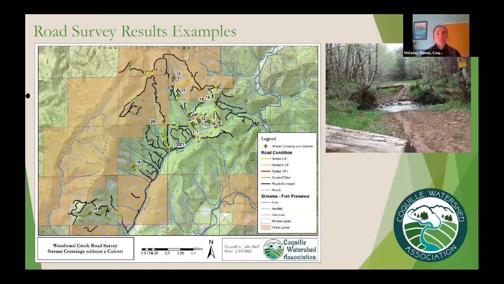So I wanted to run through some examples of what our data looks like. I know this map may be a little hard to see, but this map is showing, after we've surveyed the road network, where there are stream crossings without a culvert. That can have impacts on the stream bed and sediment loading. So this helps us prioritize potential stream crossings to implement in partnership with the landowners. This map is also showing general condition of the road, with how much rutting or eroded rilling is going on on the road surface as well.